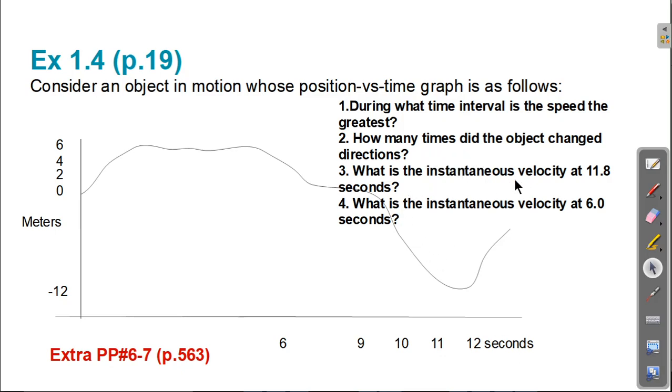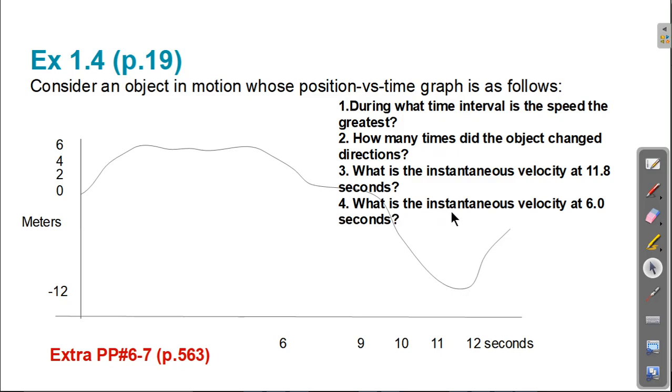What is the instantaneous velocity at 11.8? So right here between 11 and 12, closer to here. This is flat. This is flat, okay? You cannot calculate a slope, it's flat. So you know that if there is no slope, there is no velocity. That means the velocity is 0.0 meters per second. You have to write 0.0 meters per second. There's no slope, no velocity.